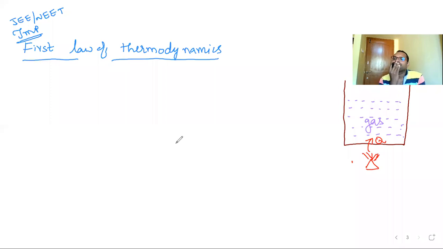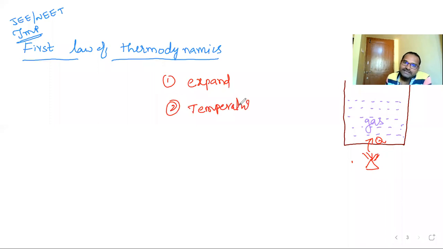So what will happen to this gas? Think, what will happen? One thing, the gas can expand. Second point, the temperature of the gas will change. After some time, if the temperature increases more than 100 degrees centigrade, it is already in gaseous state, it will remain in gaseous state only. Means these are the two things that may happen to the gas.